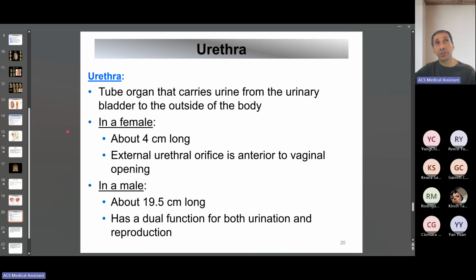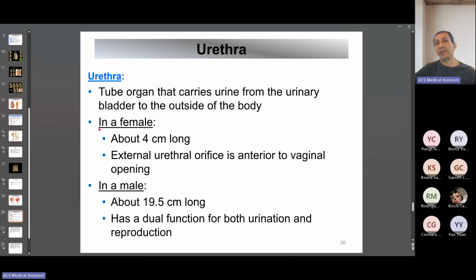Now pay attention to the anatomy of males and females, because that has a very, very defining point for certain types of diagnosis. So what is the urethra? The urethra is this tube that drains urine from the urinary bladder to the outside of the body. That's it, period.